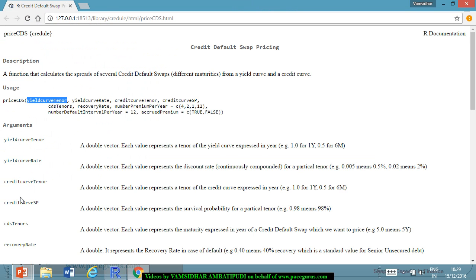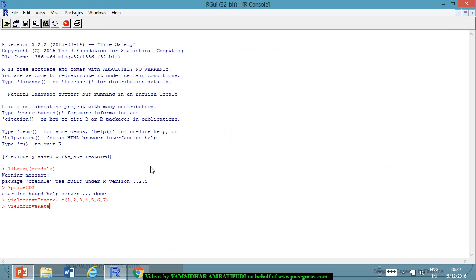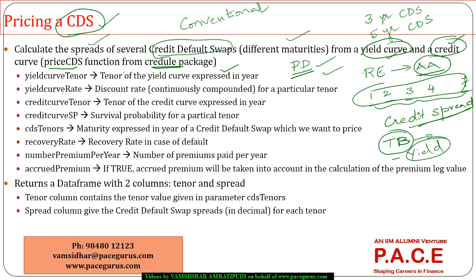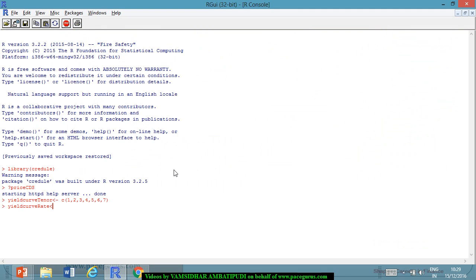Then the next input is the yield curve rate. To understand what the yield curve rate is, it's a discount rate for a particular tenure. So for each of the years, I want to find out what my yield curve rate is. Probably for 1 year, I will take it as 9%, which is 0.09. For 2 years, let me take it as 0.0925. Then 0.095 for 3 years, and for 4 years again 0.095 itself.